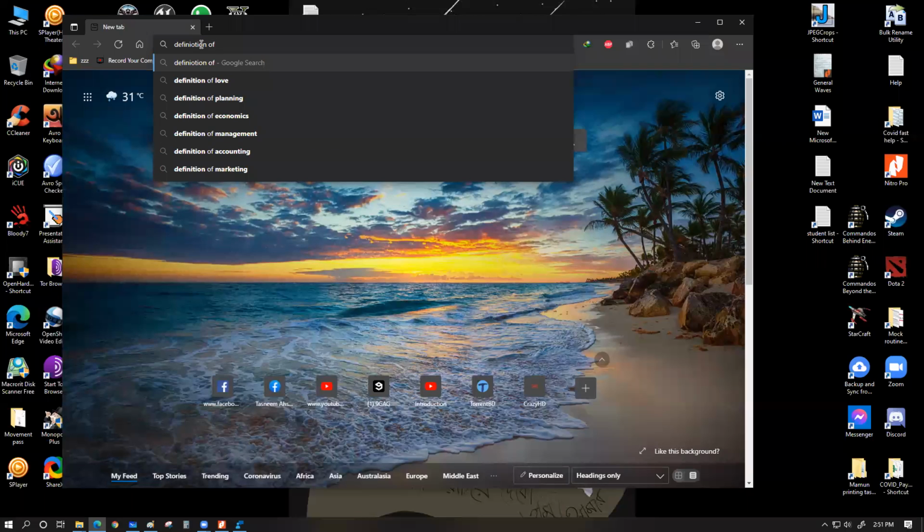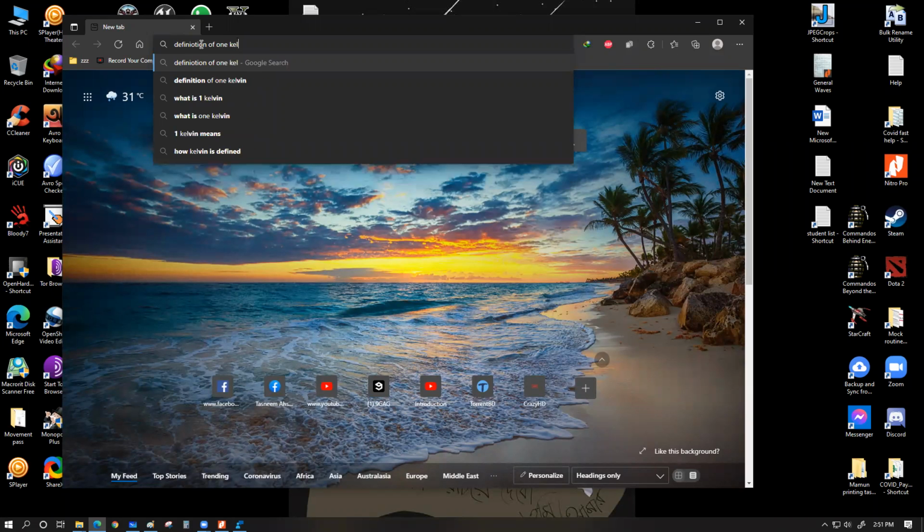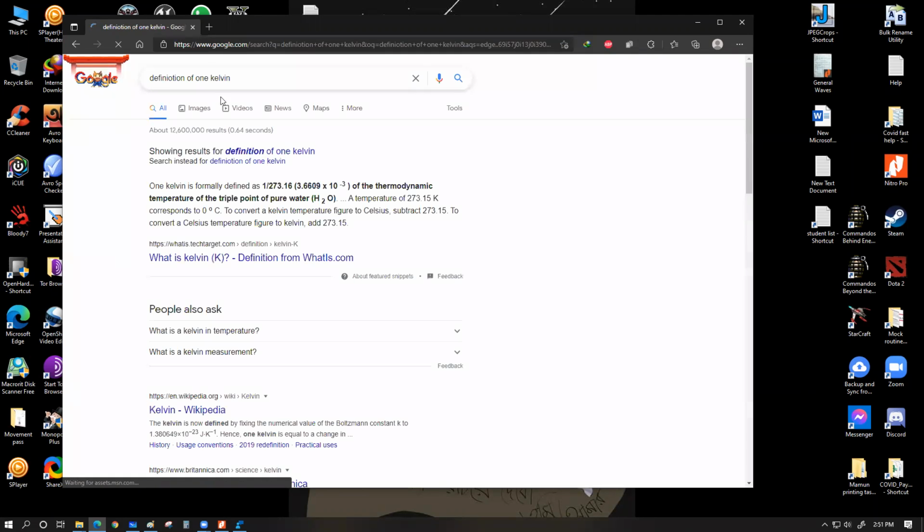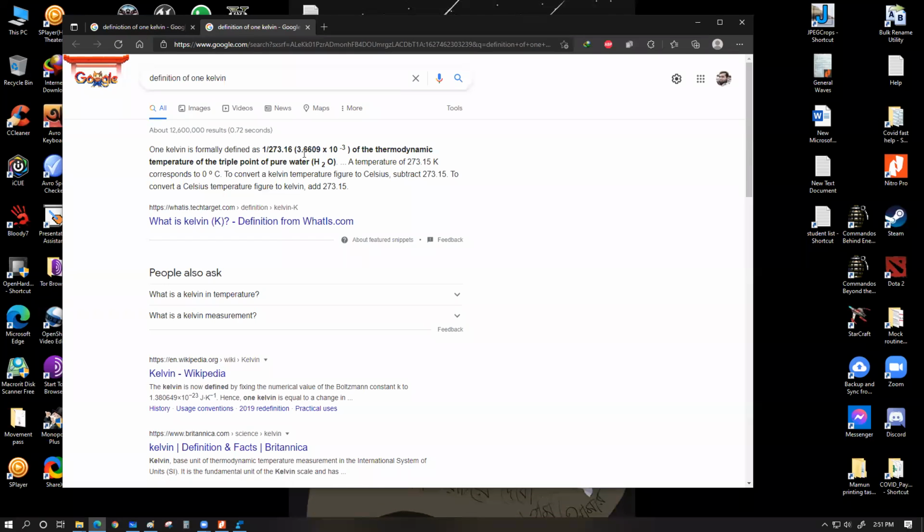Definition of 1 Kelvin. Okay. Oh, sorry, 273.16. I messed up. Okay, this is the part that you really want to have a good look at. 1 Kelvin is formally defined as 1 by 273.16 of the thermodynamic temperature of the triple point of pure water. So there are a lot of variables over here. Triple point of pure water.